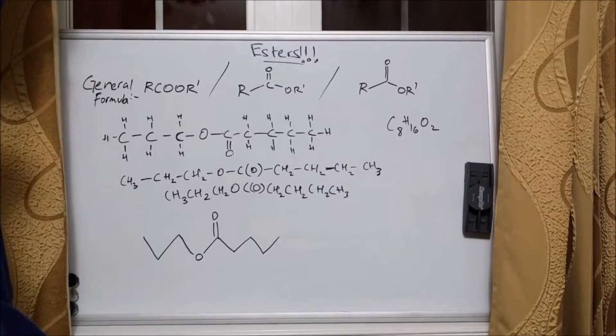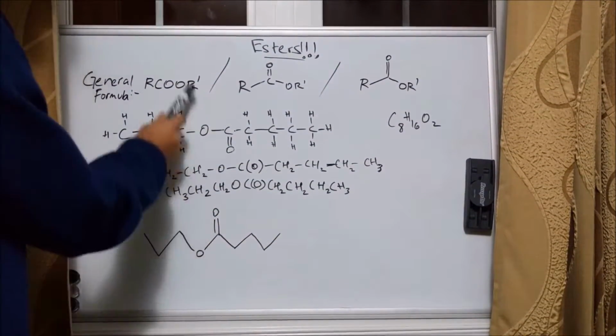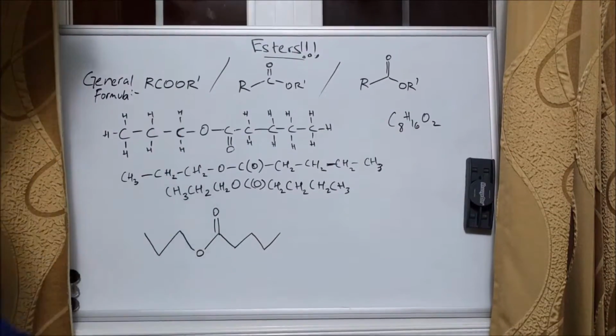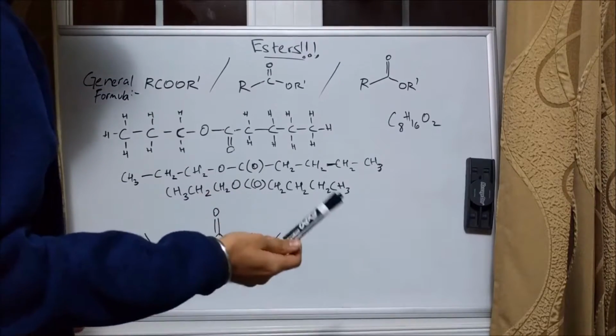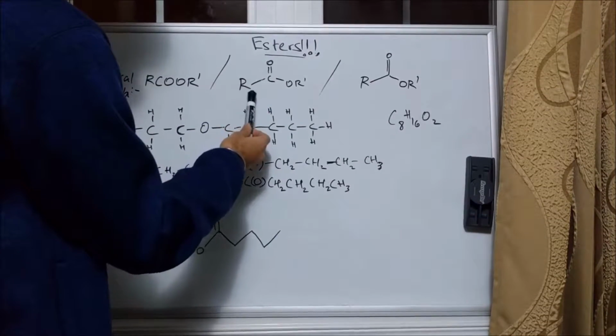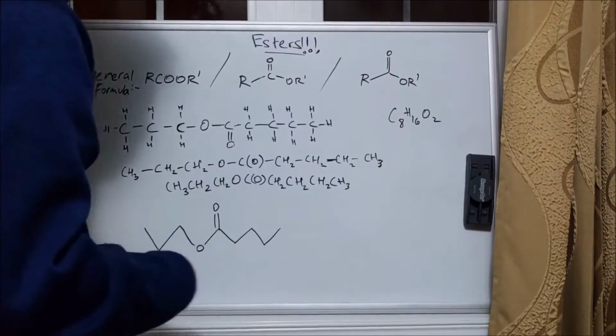The general formula of an ester is RCOOR', and if you're confused as to what this whole COOR' deal looks like, look right here. R represents an alkyl group. We should already know that. And there's an alkyl group bonded to a carbonyl group, which is then bonded to an oxygen group, which is then bonded to another alkyl group.